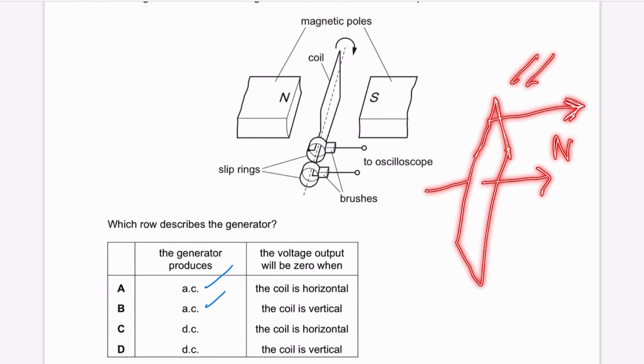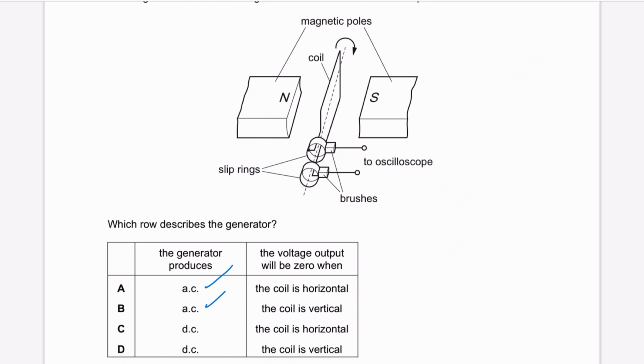So यहाँ पर क्या होगा? A voltage difference will not be set. There'll be no voltage, there'll be no EMF, and no current will be produced. So the answer for 35 will be B, when the coil is vertical.